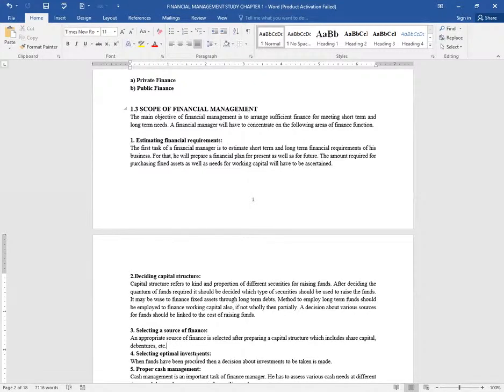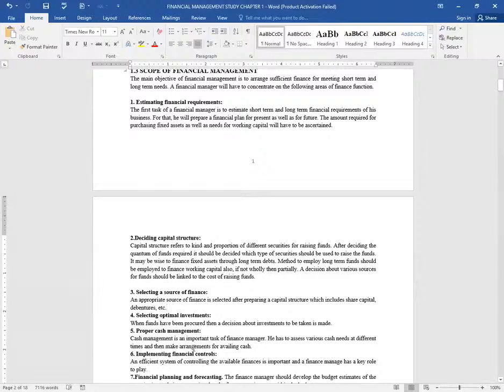It is, ladies and gentlemen, the fifth one: proper cash management. We said up there that it will be wrong of you, if you are our finance manager, and then we run out of liquidity, we run out of our short-term funds so that we are not able to pay our short-term creditors when their obligations fall due. That will be very wrong. And then we have implementing financial controls.